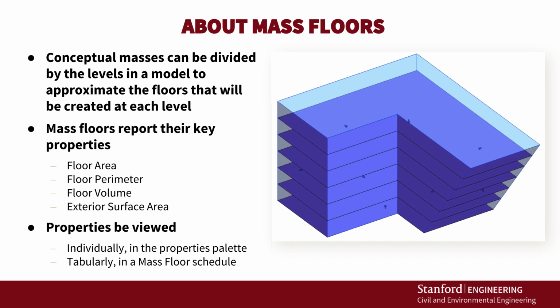So we can take our conceptual masses and divide them by levels in a model to approximate the floors that will be created at each level, and then quantify those different floors using a Revit element called a mass floor. Now, mass floors report the key properties of the floors. They report the floor area, the floor perimeter and the floor volume, and they also report the exterior surface area of the floor that would be created.